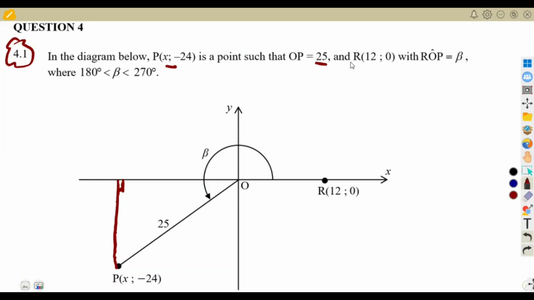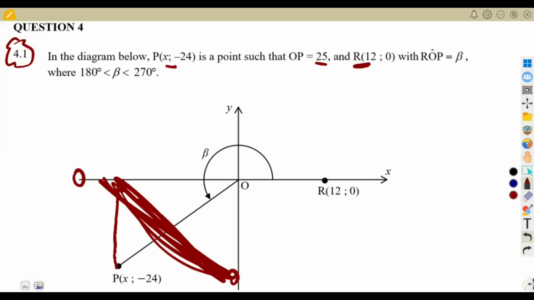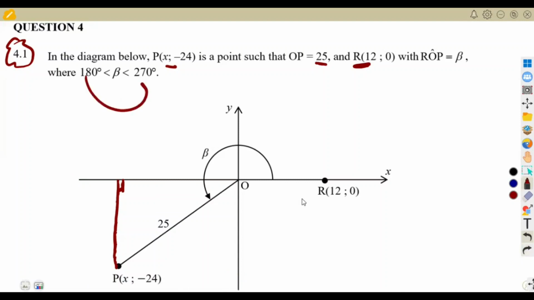Then we are also given the point R as (12, 0), which is this point. And angle ROP is given as angle beta. This is from R at O to P, this angle that is given as beta. We are given that this angle beta is greater than 180 but less than 270. As you can see, the interval from this point to this point is where our angle lies in this quadrant. At this point it's 180, this is 270. So it's within 180 to 270. That is the information that we're given.